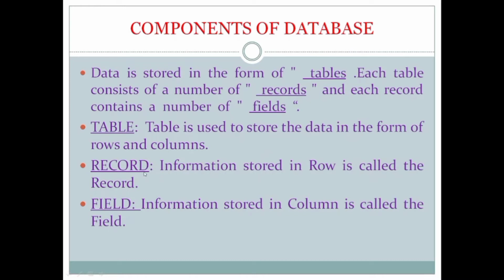The next thing is record. Information that is stored in a row is called the record, and the data or the information that is stored in a column is called the field.